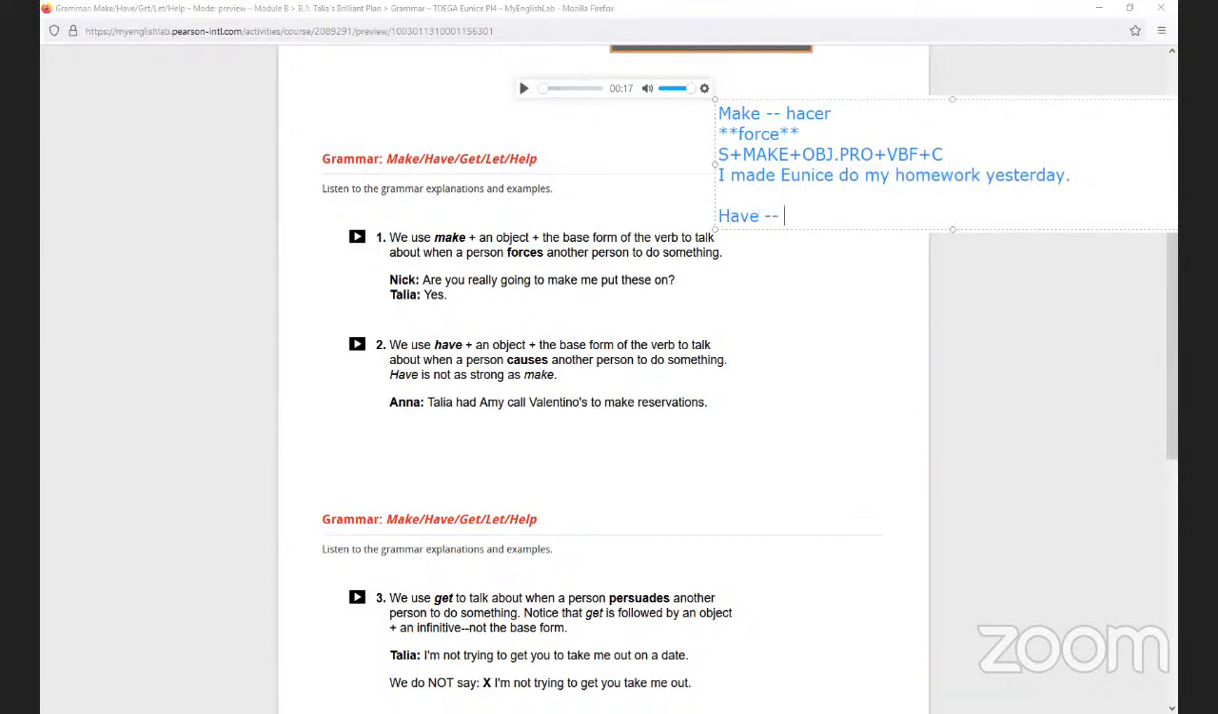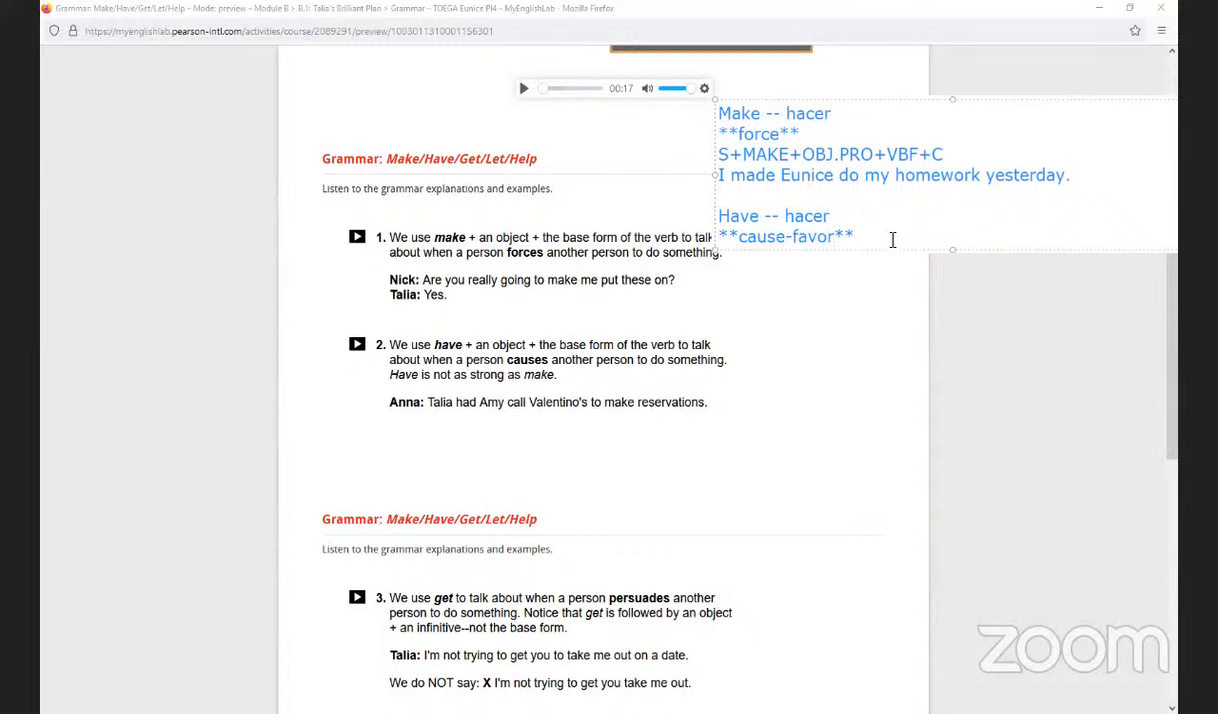So the second verb that we have is have. Have, as we know, is like tener. But when we use it in this grammar, make and have both have the same meaning, hacer in Spanish. But the result or the purpose is different. Make is for forcing, for obligating, and have we use for some special cause. It's like when we ask for a favor.